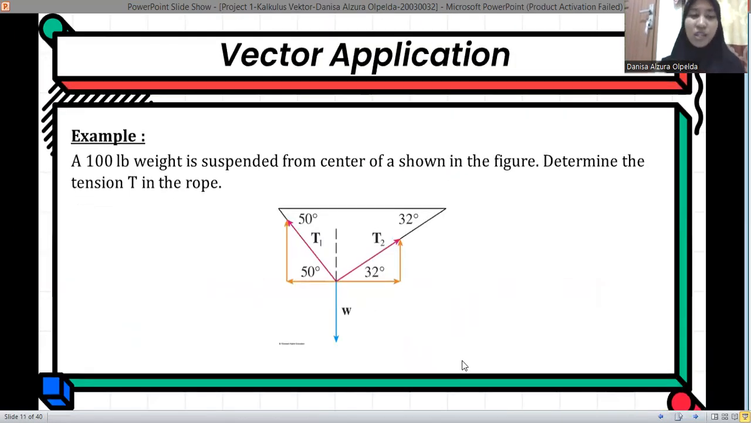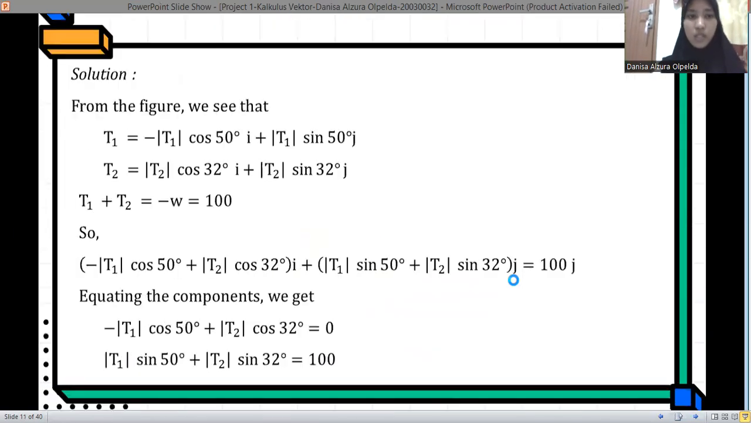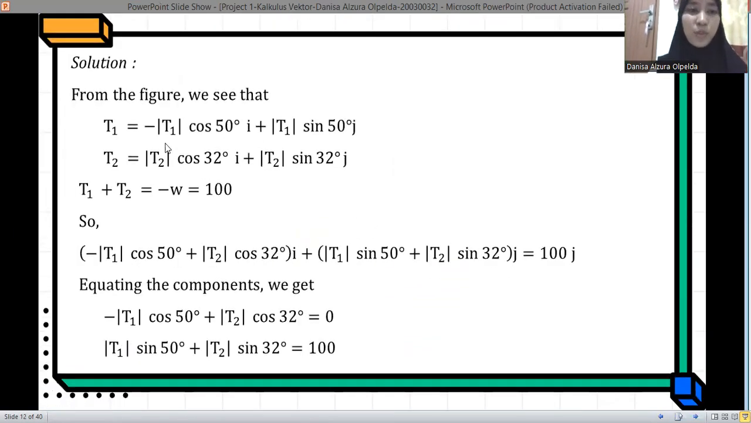Vector application. Example: a 100 lb weight is suspended from the center of a rope in the figure. Determine the tension in the rope. So this is the figure, which shows what the problem means. And the solution is from the figure.